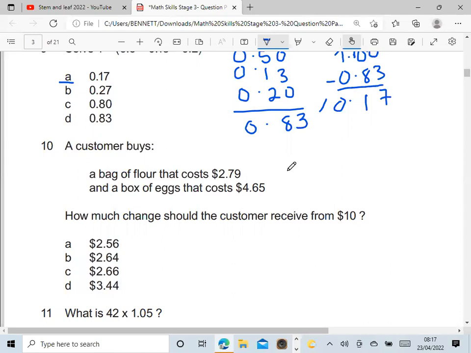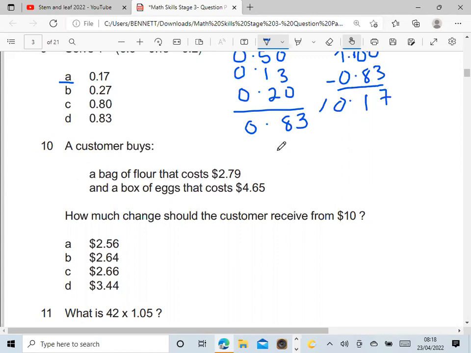Work it out, guys. All right. Sir, A. You got A. All right. So we have a difference in opinion. So it's pretty straightforward, right? It says a customer buys a bag of flour that costs $2.79 and a box of eggs that costs $4.65. How much change? Notice what they say. How much change should the customer receive from $10?